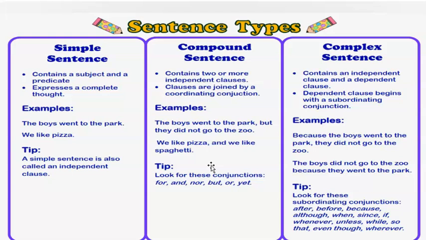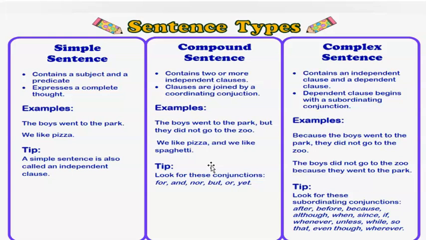Complex sentences, the third type, contain an independent clause and a dependent clause. A dependent clause begins with a subordinating conjunction, as we stated above. Because the boys went to the park, they didn't go to the zoo. The boys didn't go to the zoo because they went to the park. And the tip for this type is to look for the subordinating conjunction and try to learn them by heart.